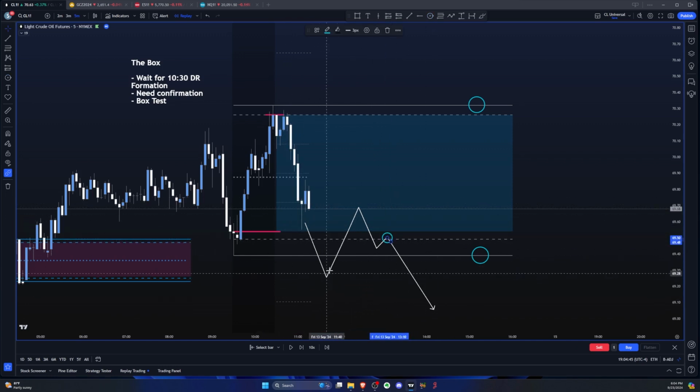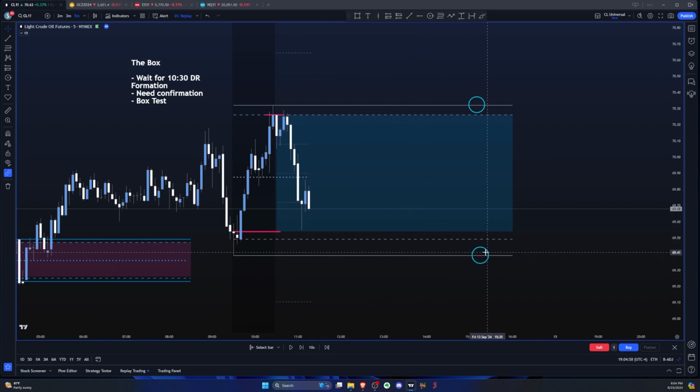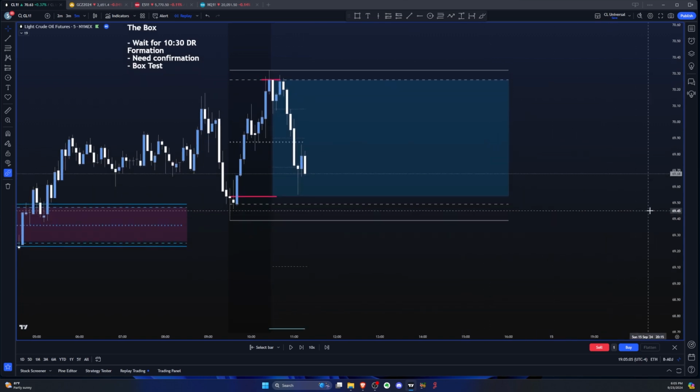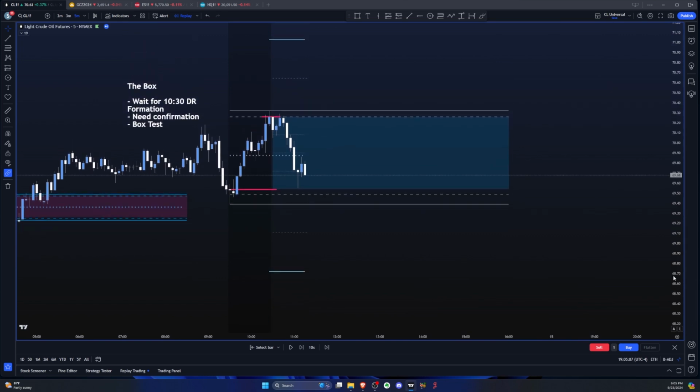You wait for confirmation, you watch for the test of the box, and then actually there's rules on how you enter that are very easy. Okay, I'm not going to go into details on those, but the rules are very simple as to how you actually enter and execute your trade. Okay, so in this case today, we have a box formed. There's also, this is crude oil. So this line here is about where we would take our profit, our exit.